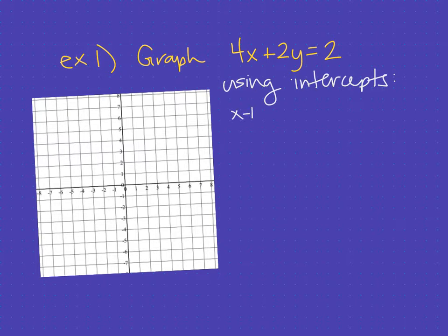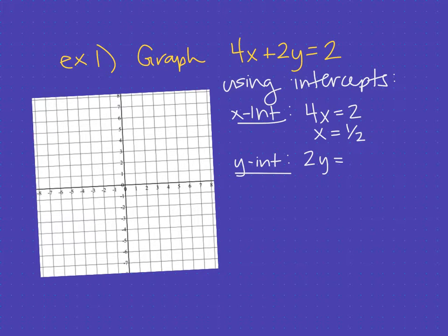Okay, so to find the x-intercept, we're going to let y be 0. So I'm just going to cover up 2y, since y being 0 will make that go away. And so we'll just be left with 4x equals 2. And therefore our x-intercept is 1/2 when we divide both sides by 4. And then to find our y-intercept, we'll let x be 0. So I'm just going to cover up this term, since x being 0 will make that go away. And we'll just be left with 2y equals 2, and that makes our y-intercept 1.